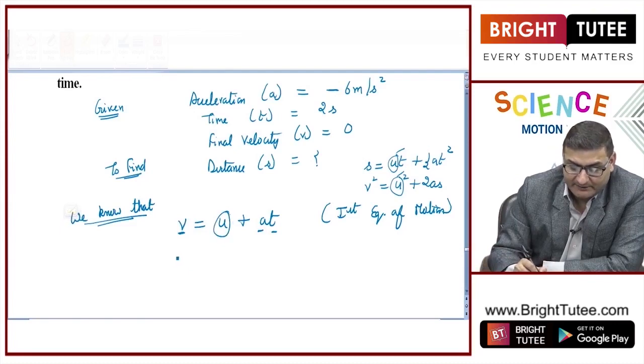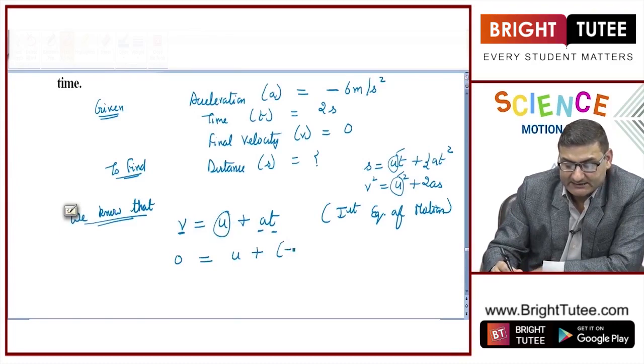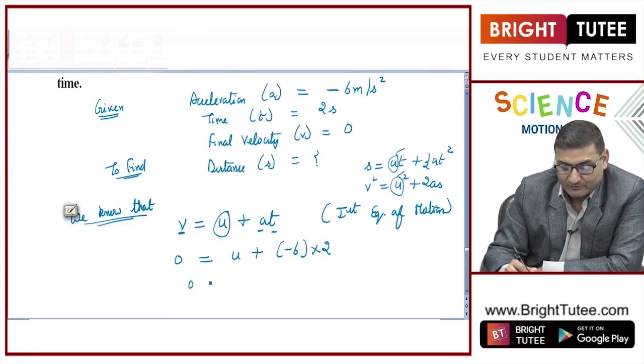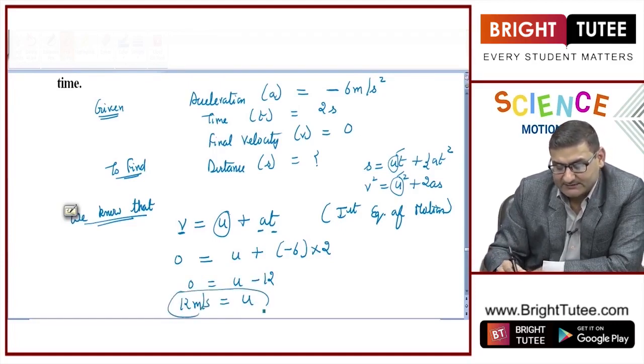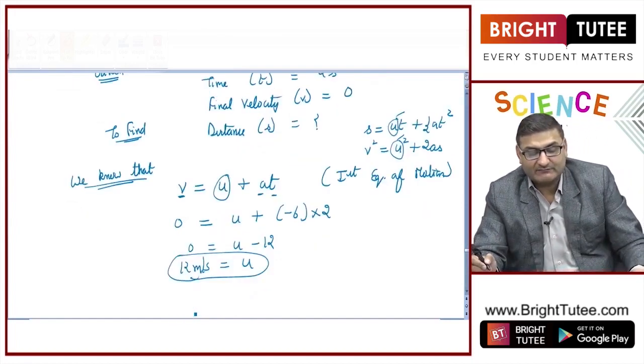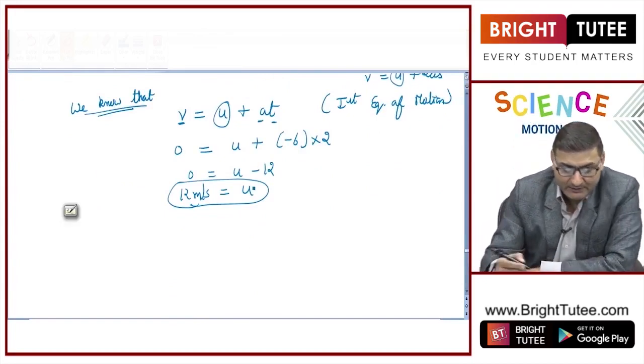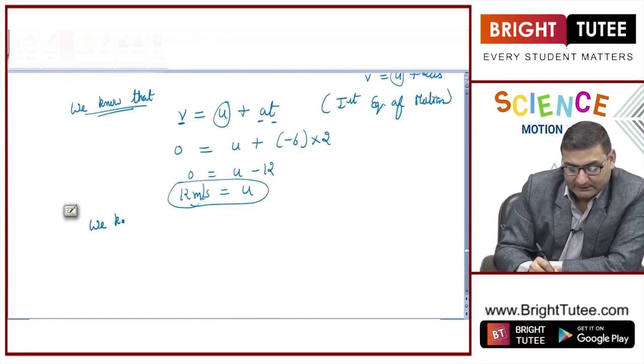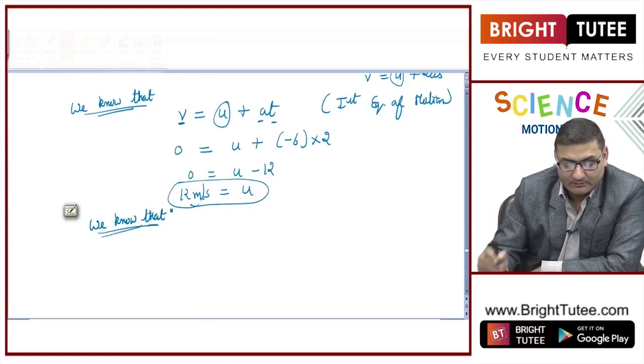Let us see how. Putting the values, v is 0, u I need to calculate, plus a is minus 6 and time is 2 seconds. So, 0 is equal to u minus 12, and taking 12 to the other side, we get u is equal to 12 meter per second. So now I have got the value of u, the initial velocity, and once I have this value, I can calculate the actual thing, the distance travelled, that is asked in the question.